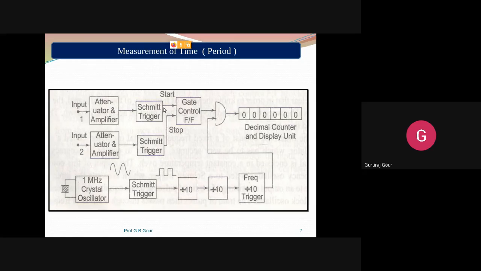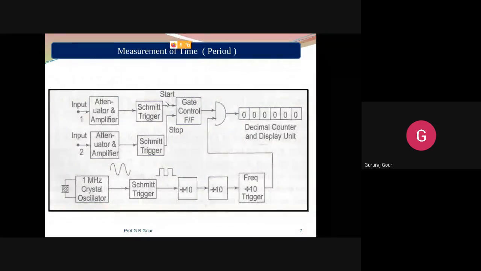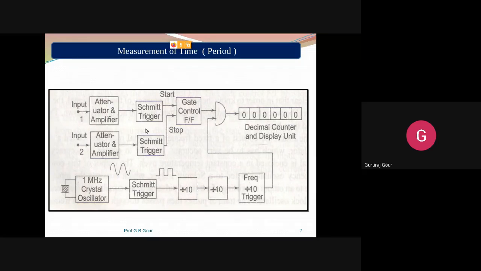Then it will be given as input to the trigger, which converts it into a train of pulses. And here we are getting one of the inputs to the gate control flip-flop, and another input to the stop gate. So how long will these pulses be applied to the gate control flip-flop? As long as the stop input signal, that stop reference point, does not come across. That will be detected by this, and here it will be applied as the stop gate to the gate control.